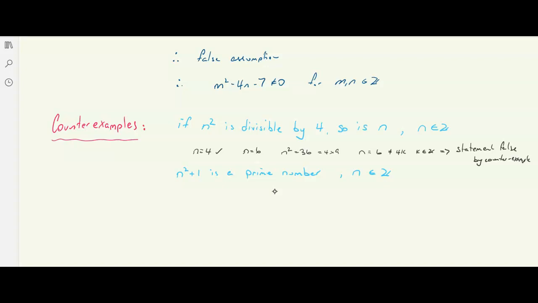Okay, if n squared plus 1 is a prime number, that's a big statement. We've only got to find one where it's not. Doesn't take long. 1 squared plus 1, that's prime. 2 squared plus 1 is 5. 3 squared plus 1, n equals 3, we get n squared plus 1 is equal to 10, which is not prime. Therefore, n squared plus 1 is not always a prime number. So you can't make the statement that n squared plus 1 is a prime number.